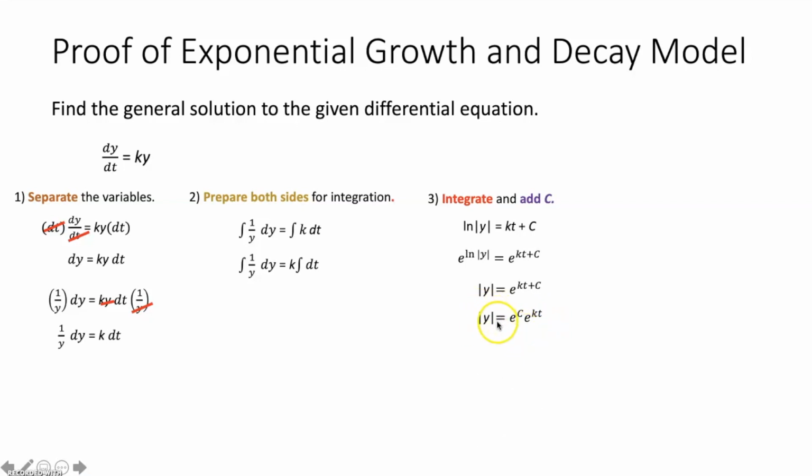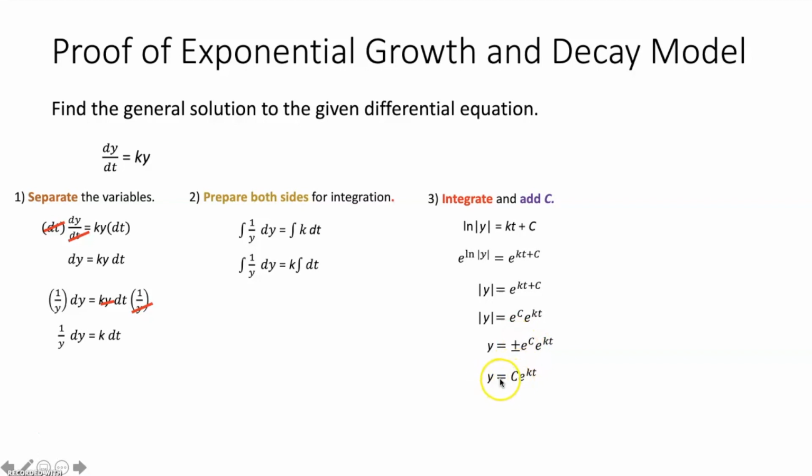Now, we want to drop the absolute value bars over here, and when we do that, we get y is equal to, on the other side, we have to put plus or minus e to the c. Now, plus or minus e to the c, we have a constant being raised to a constant, meaning this whole thing we could just rewrite as some constant, because a constant raised to a constant is still a constant. And it doesn't matter whether it's positive or negative, it's still just going to be some constant, either positive or negative. So this whole thing gets rewritten as this constant of integration.